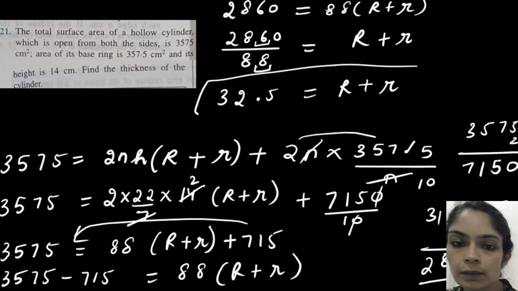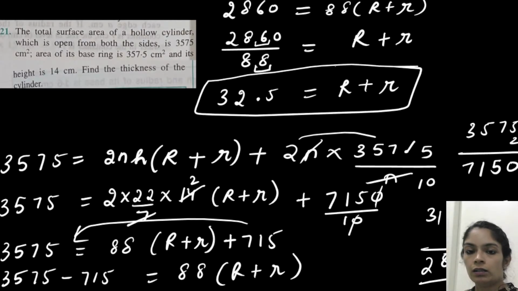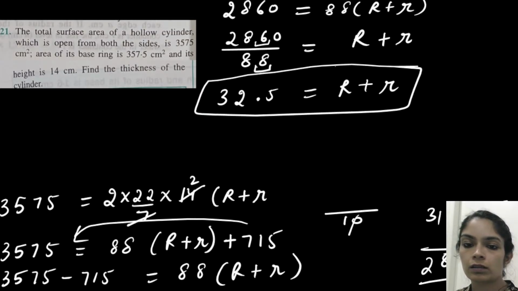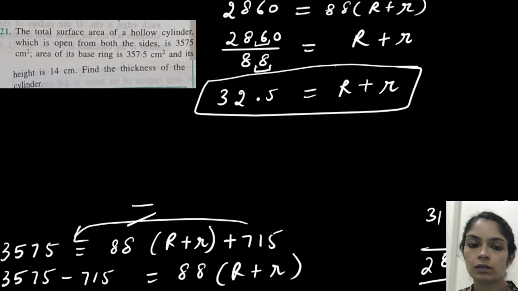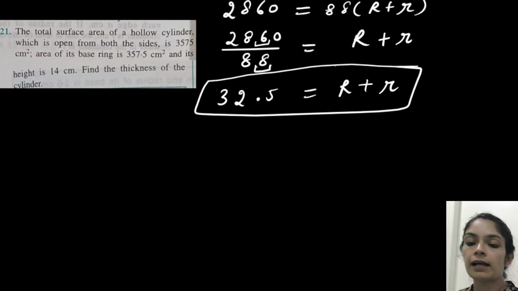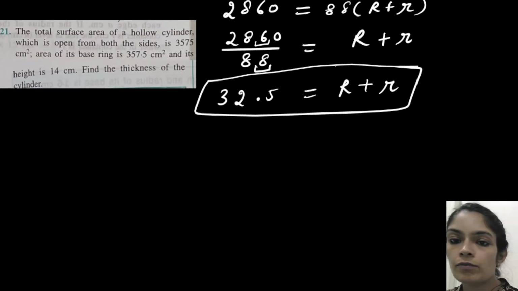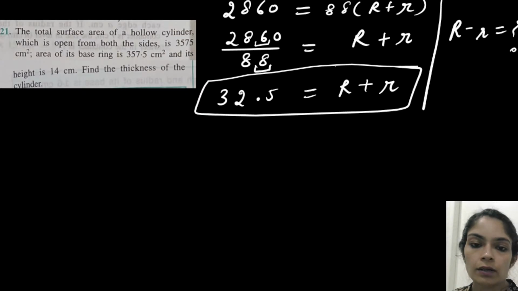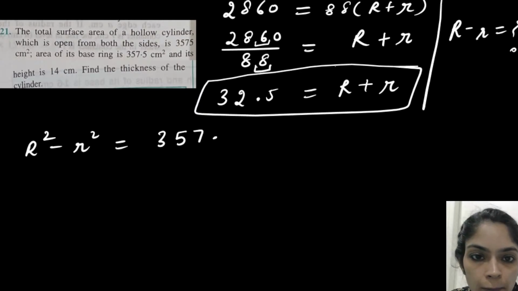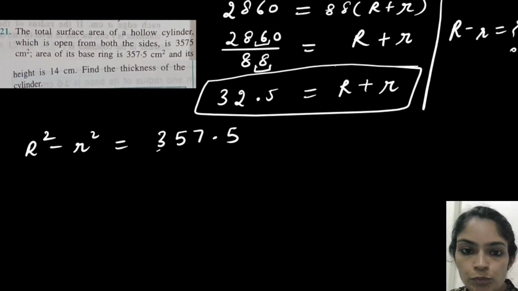So I'll just keep this thing. Just take a screenshot. I'm just going to clear the remaining thing. Now at the starting of the question, we have to find the value of R minus r. That means the thickness we have to find. So we found the value of R square minus r square. This value we found equal to 357.5 by pi.